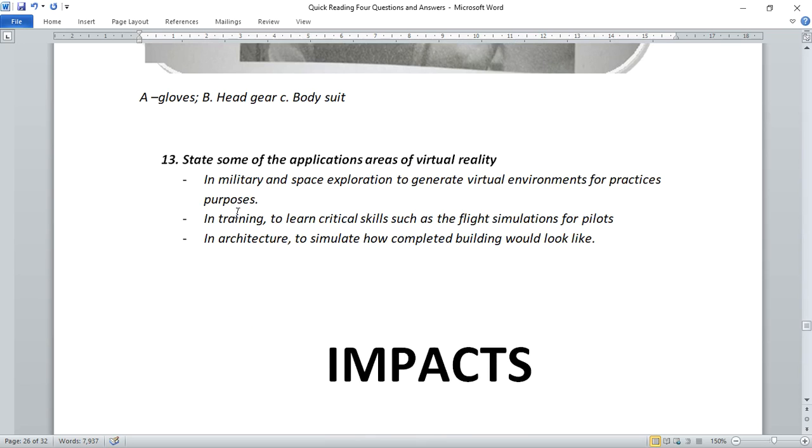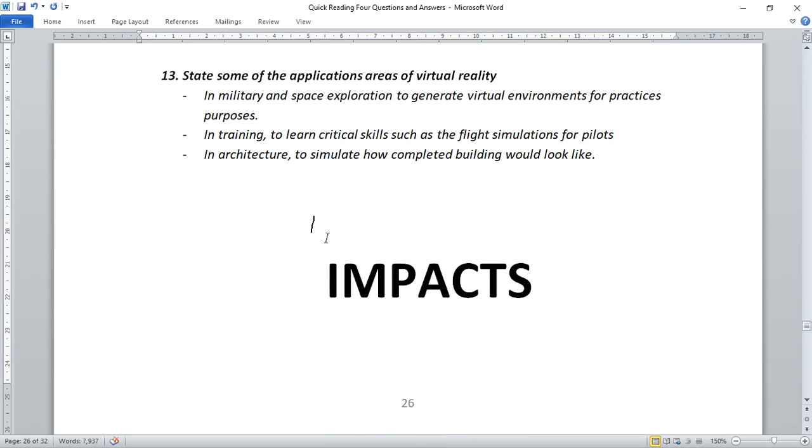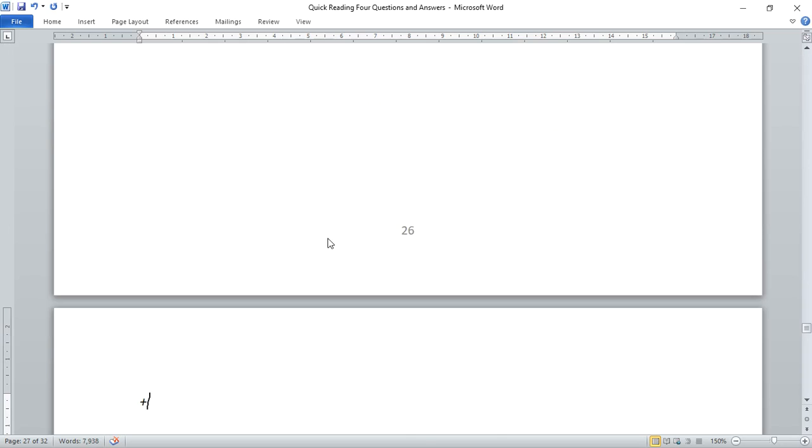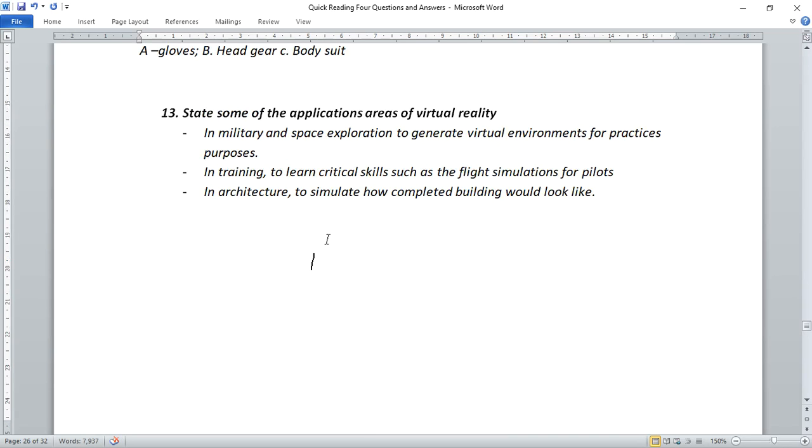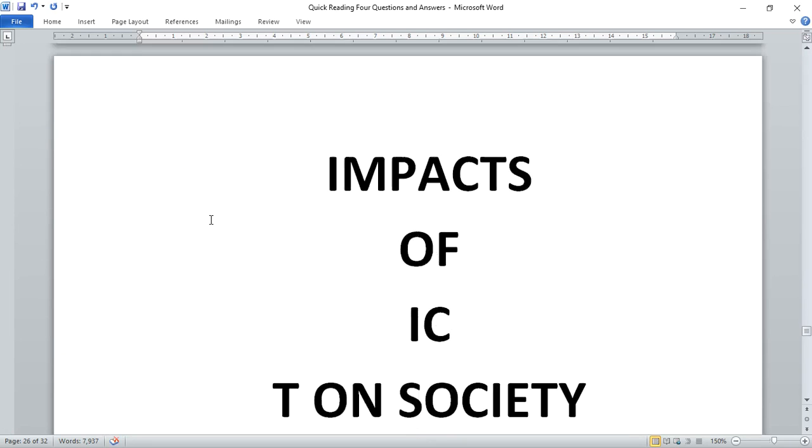Number 13. State some application areas of VR or virtual reality. It can be used in military and space exploration to generate virtual environments for practice. So here the answer is military and exploration. In training to learn critical skills such as flight simulation for pilot trainees, and in architecture to simulate how a completed building would look like. Make sure you understand those 3 points.